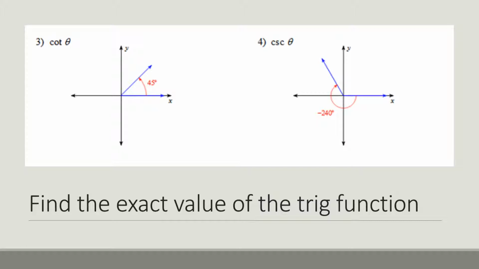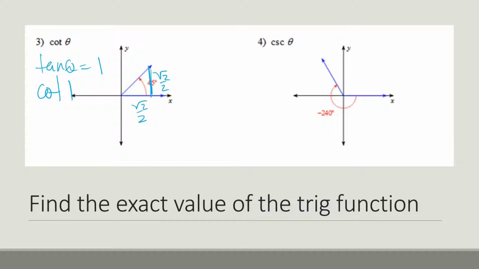Okay. Going to go with cotangent again. So 45 degrees. Okay. Here we know that both the sine and the cosine are root 2 over 2, which makes the tangent of theta equal to 1. And if I do the inverse of that, that's the cotangent, which would also be 1.